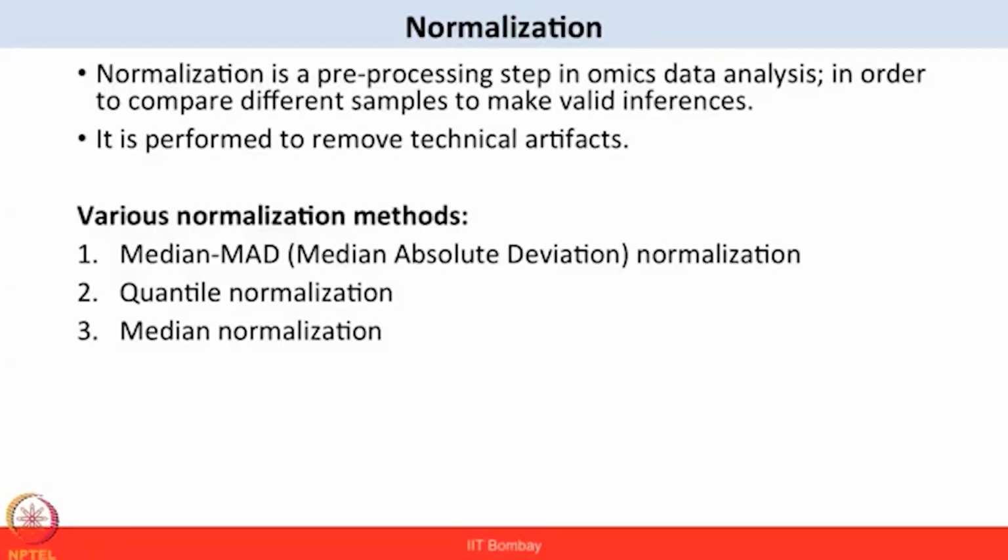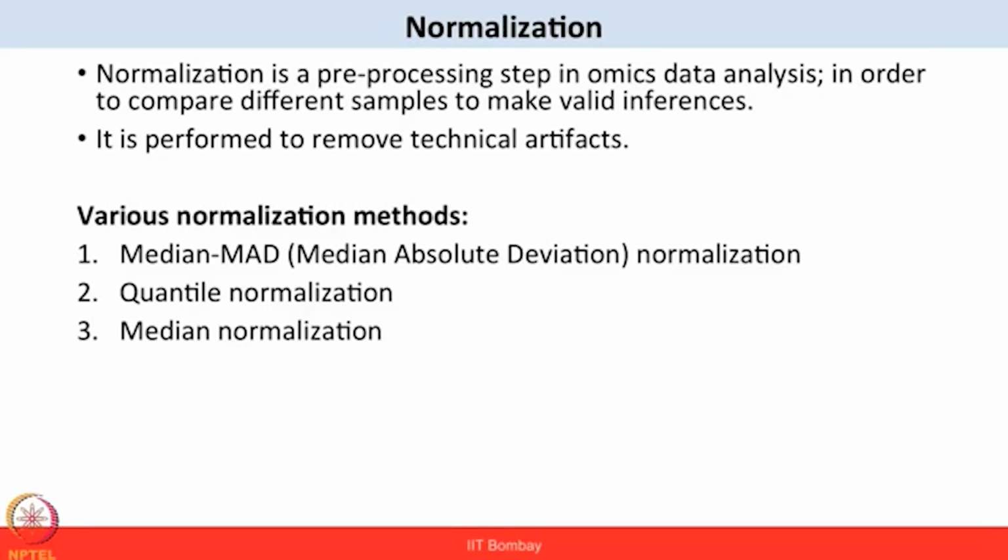From these technical or biological variations, we need to decide whether this dataset could be used for comparison. And to remove these technical artifacts, we use various normalization methods such as quantile normalization and median MAD normalization.